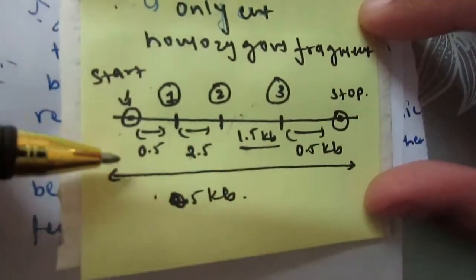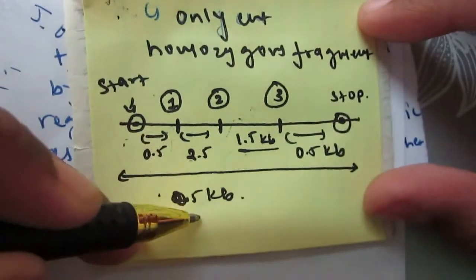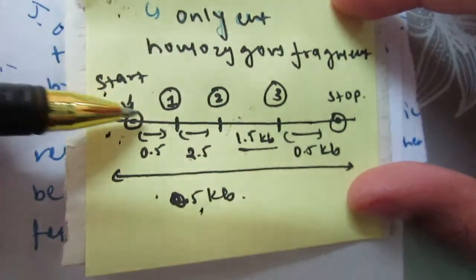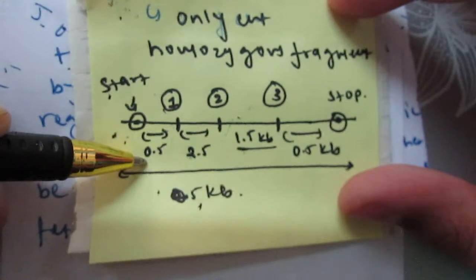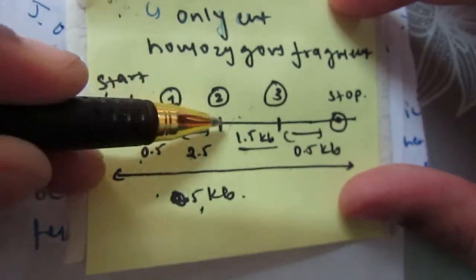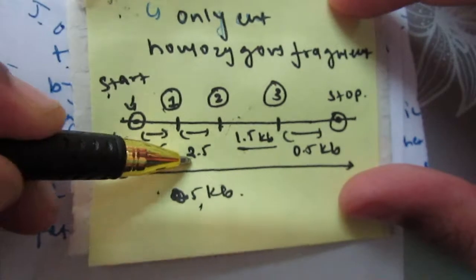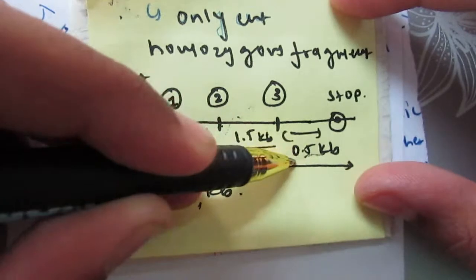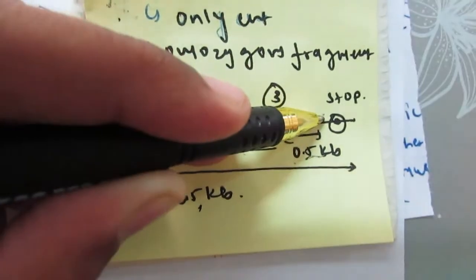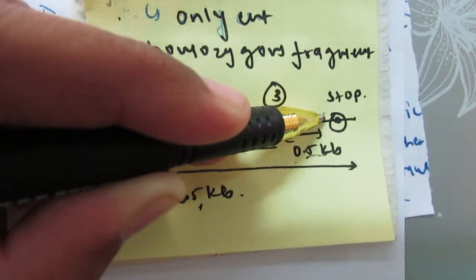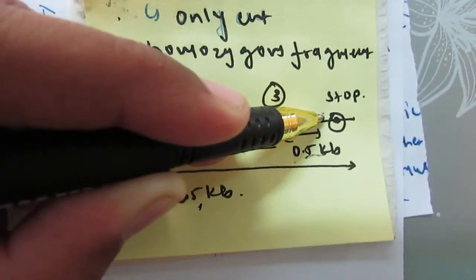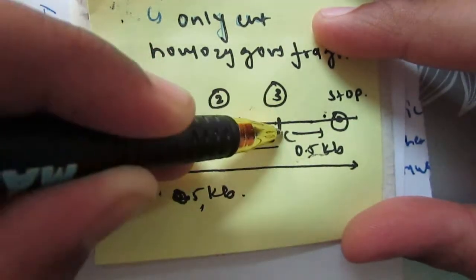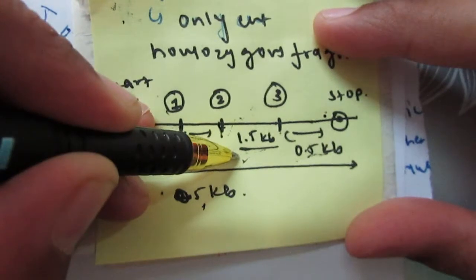So if we draw a diagram, it is the 5 kilobase pair length DNA which contains a start and a stop codon. The first site is located 0.5 kilobase pair from the start site, and the second site is 2.5 kilobase pair away from the first site, and the third site is 0.5 kilobase pair from the stop codon. That is, it is located 0.5 kilobase pair upstream to the stop codon. So the distance between the second and third site should be 1.5 kilobase pair, right?